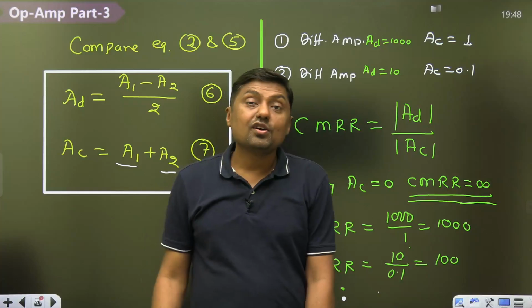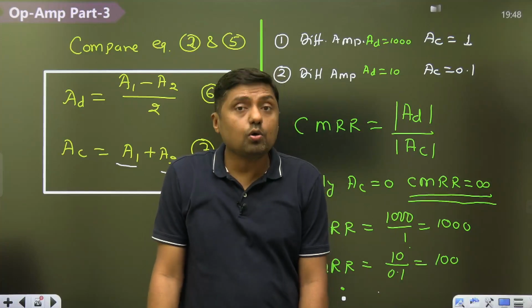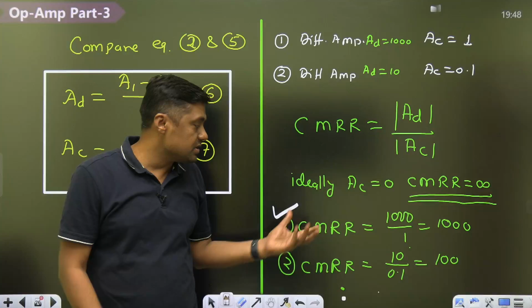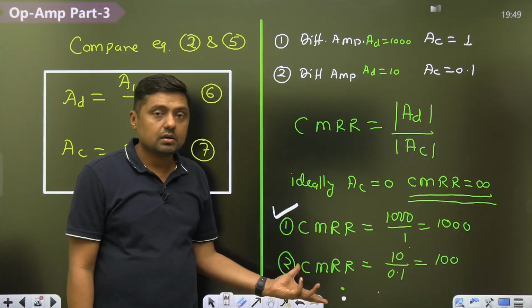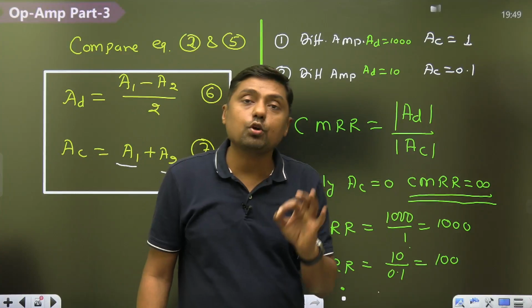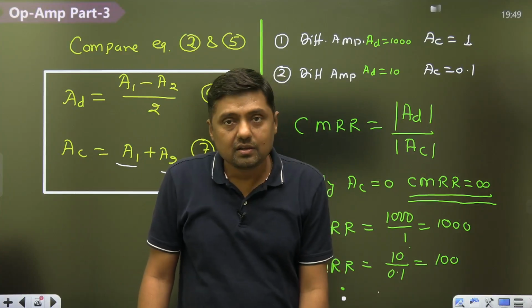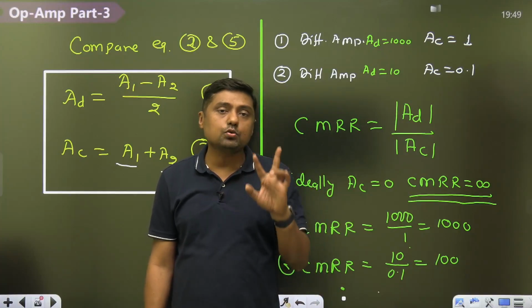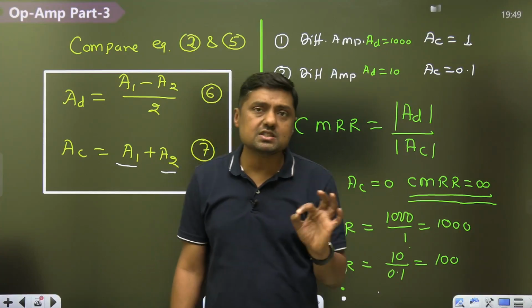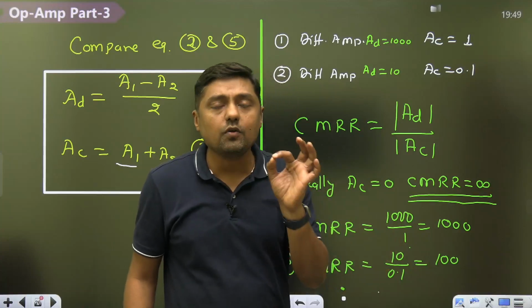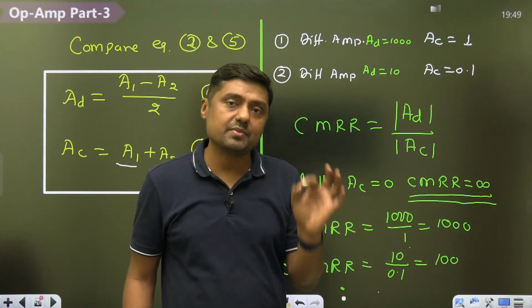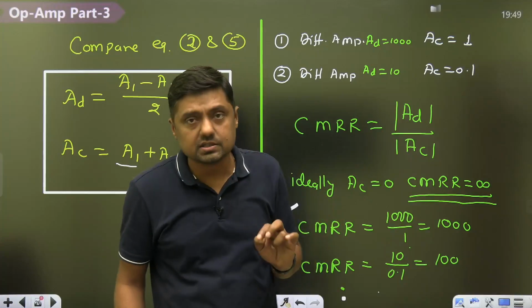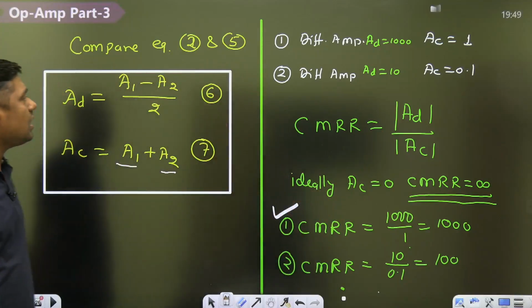So guys, remember, on the basis of AD or on the basis of AC, you can't compare differential amplifiers. You can compare differential amplifiers on the basis of CMRR. And that's why it is called the figure of merit of any differential amplifier. For example, when we are asking about the 12th result, normally we are comparing two students on the basis of PCM, physics, chemistry, maths marks, not on the basis of maths or physics or chemistry alone. Marks of PCM is the figure of merit to compare two students. Similarly, here the figure of merit is CMRR.